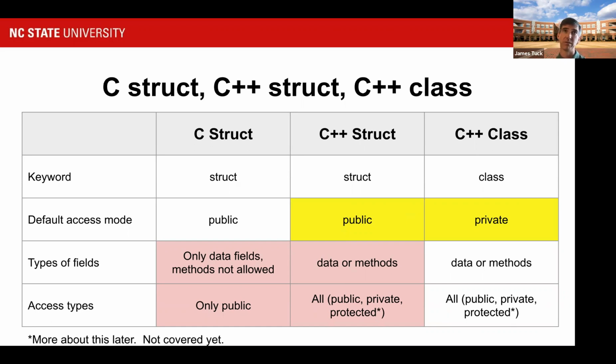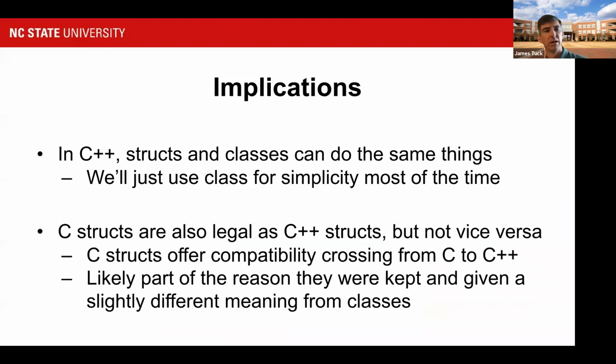But a C struct is very different than a C++ struct. It's far more limited in what it can do. So the implication is that in C++, structs and classes can do the same thing. So just to keep it simple, during the semester, when I write code and when I want an object, I'm going to use a class. There's nothing a struct can do that a class can't do. And calling it a class just clues us in a little more explicitly that what I want is an object. So when I want an object, I'm going to use class.